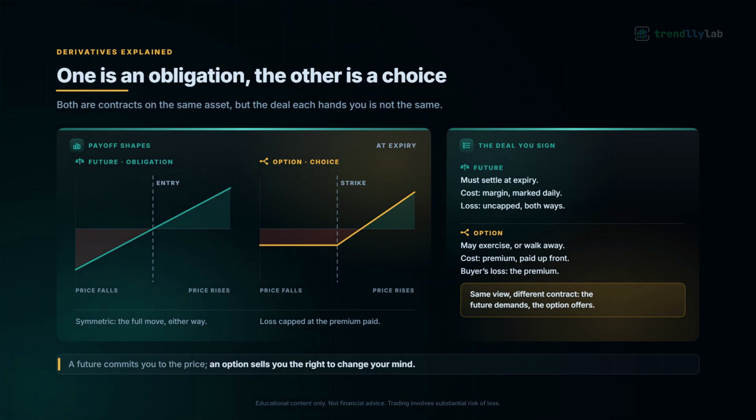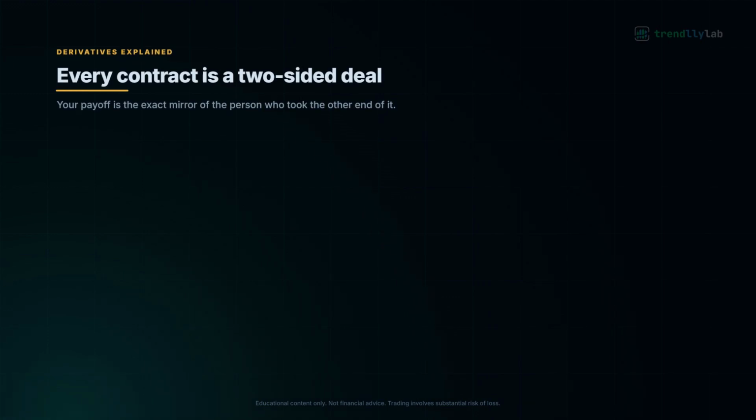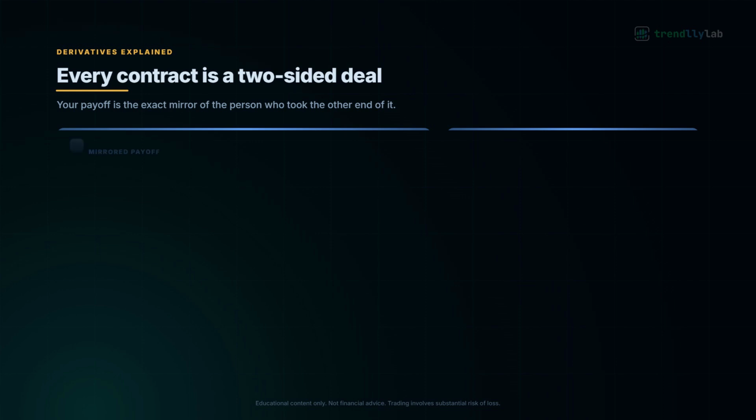And every contract has two sides. Every contract is a two-sided deal. Your payoff is the exact mirror of the person who took the other end of it. The payoff is mirrored and zero-sum. Here it is drawn out.